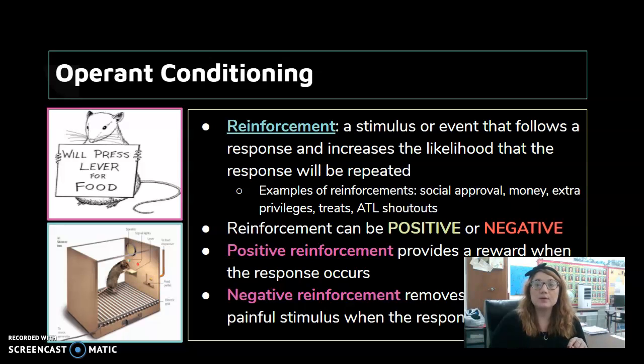Or the rat could pull the lever and the buzzing, the zapping on the floor would stop. So in both cases, the rat is encouraged to pull the lever because he can either add a treat or take away the buzzing on the bottom of the floor that is causing him pain. So this is an example of reinforcement, okay? He is being added or subtracted something.